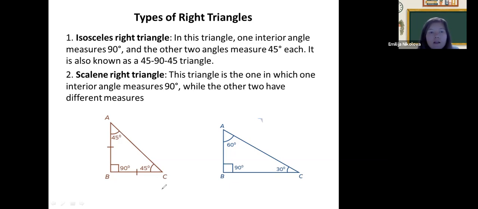The other type is scalene right triangles, and these are triangles in which one interior angle is 90 degrees and the other two have different measurements. So this is the second picture. The other measurements can be 30, 60, or 50, and the other one can be 40. So they can have different measurements.